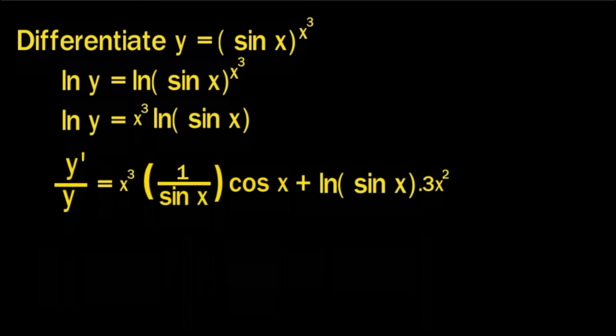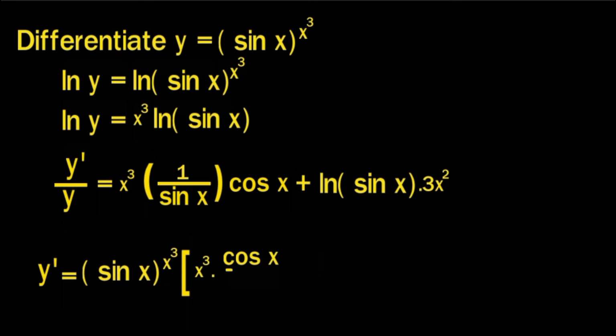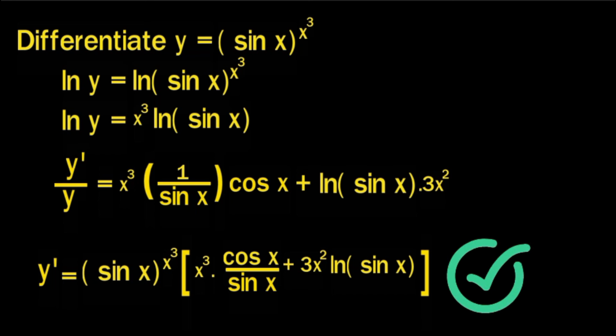So you will get the answer as y prime equals sine x to the power of x cubed multiplied with (x cubed times cosine x over sine x plus 3x squared ln sine x). So this is your answer.